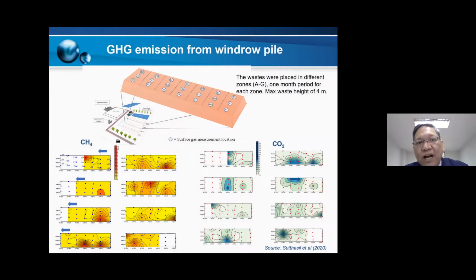Okay, now I'm focused on the waste stabilization in windrow composting. It's usually a windrow pile, and then we pile up the waste from one place to another each month as we proceed with the stabilization of waste. What we conducted during the study is we measured the gas emission, and that will be the indicator of waste stabilization.